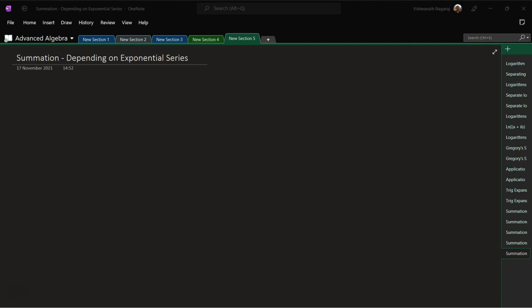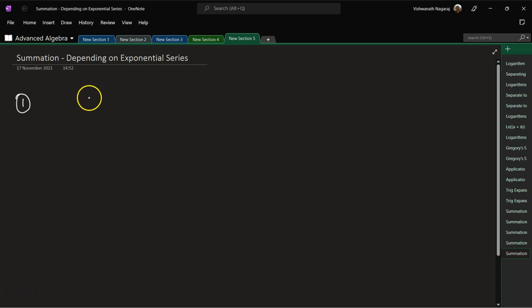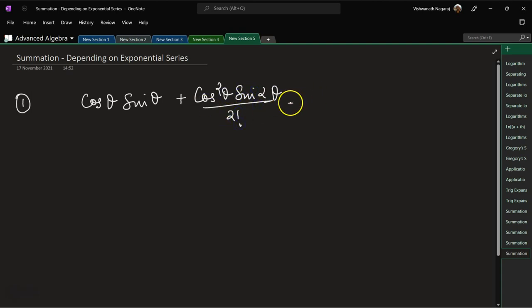Let's look at summation depending on exponential series. Okay, the concept is the same, so let's directly jump in. Our first problem is cos theta sin theta plus cos square theta sin 2 theta by 2 factorial plus cos cube theta sin 3 theta by 3 factorial, and on and on and on. We shall treat this as what?